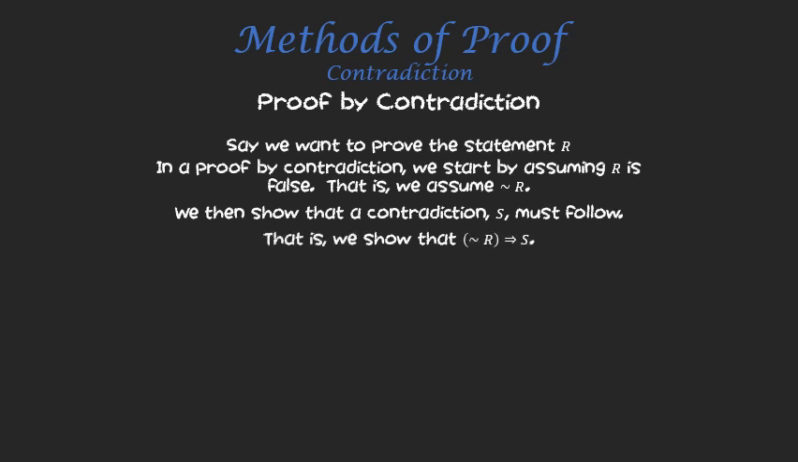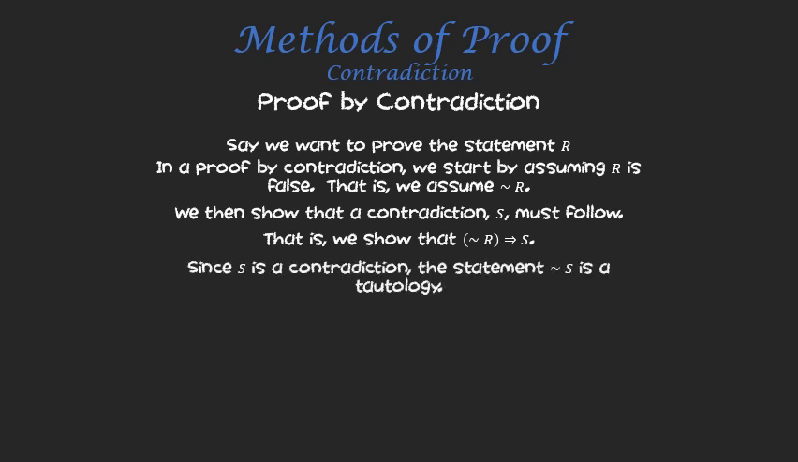So how does this work? Well, we're going to start by assuming not R, and then we'll show S, this contradiction, has to follow. Remember, a contradiction is false in all cases. So we'll show the implication not R implies S. That's sort of the first step. And then recognizing what we've done here, if we can show that implication, well, since S is a contradiction, not S would be a tautology, right? If S is always false, then the negation of that would always be true. It would be a tautology. So no matter what, S is true or not S is true, hence we showed this first implication, not R implies S.